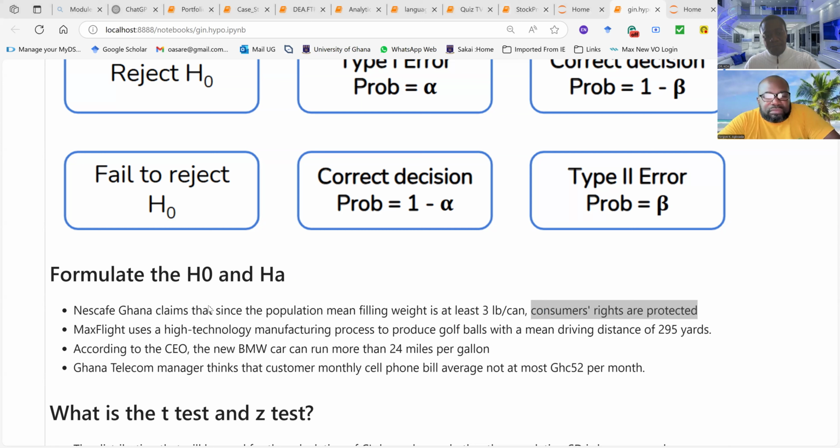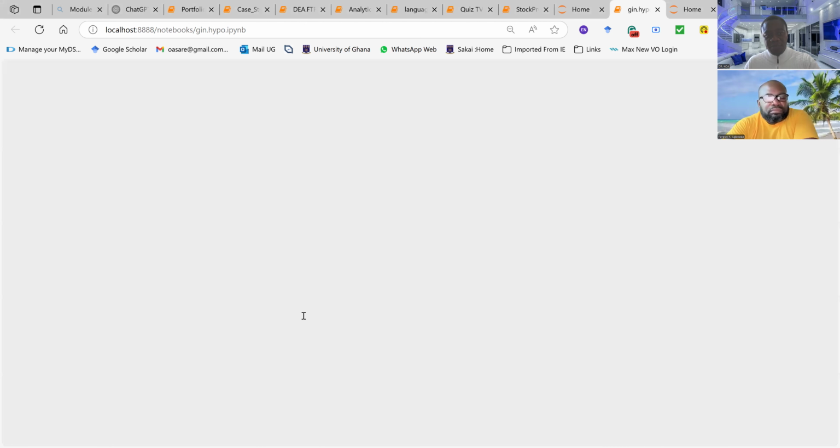Who has a clue? If you have a clue, let me know. How would you have formulated the null and the alternative hypothesis? Well, let me try and put it here. Oops. I think my screen is gone, right? Hold on, let me see.